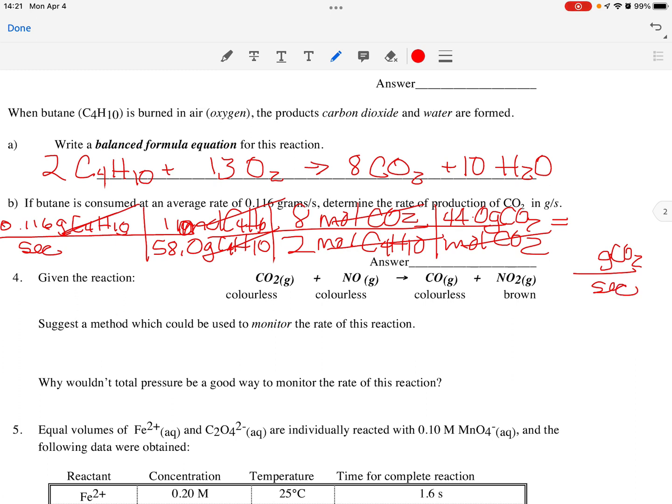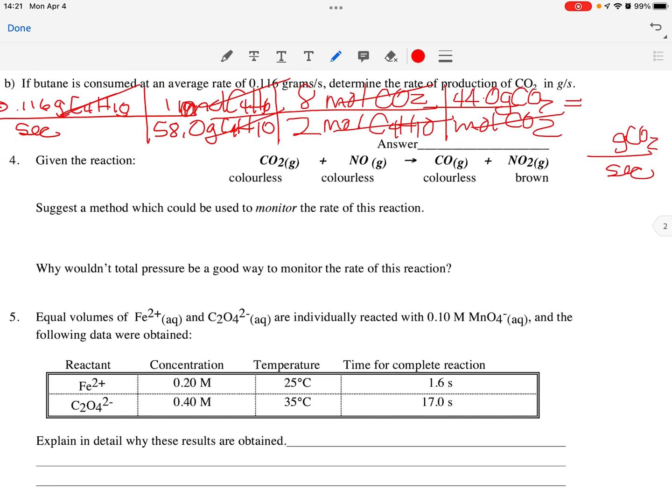Next, we're asked, what would be a good way to monitor the rate? This is number 4, so here's the next equation. You'll notice that I have 2 colorless species turning into a colorless and a brown species. So what would be a good way to monitor the rate of this reaction?